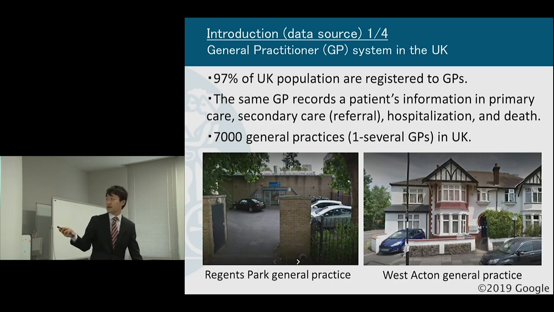And there are 7,000 general practices in the UK, and one general practice holds one or more GPs. And this is just an example, Regent's Park General Practice, which I belonged to during my stay in London. And this is another example, Acton General Practice. There is kind of a Japanese town in London, and this is Acton.